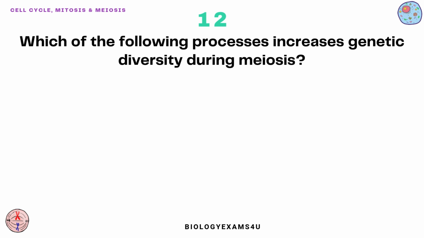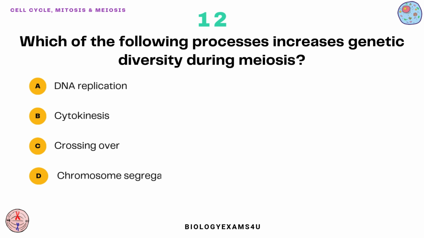Question number 12. Which of the following processes increases genetic diversity during meiosis? Option A, DNA replication. Option B, cytokinesis. Option C, crossing over. Option D, chromosome segregation.